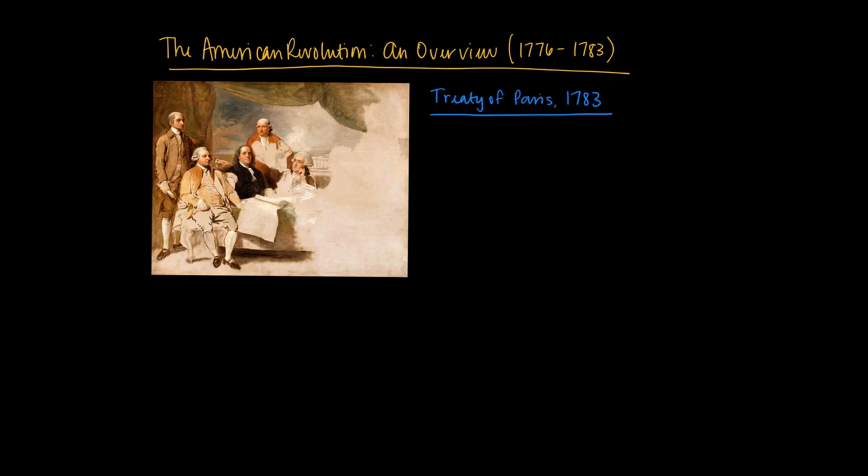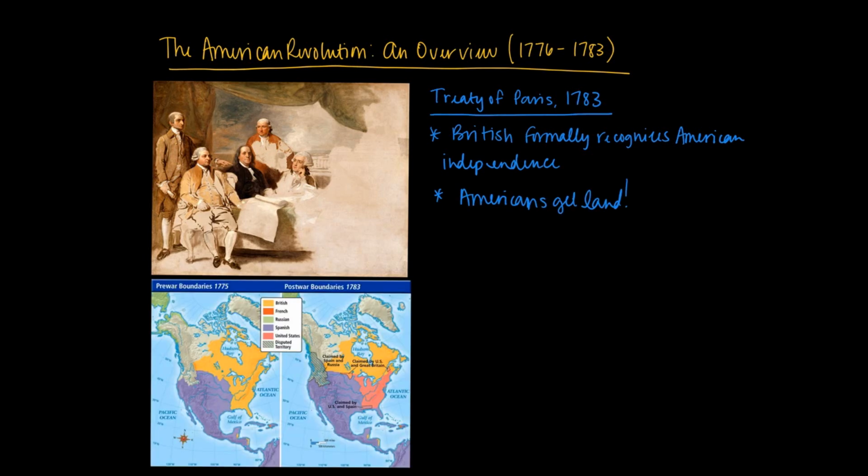There are a couple of components that you need to know about the Treaty of Paris. The first thing is that the Treaty of Paris officially ends the war, and Britain formally recognizes Americans as an independent nation. The Americans get quite a bit of land out of this war. They have a western boundary of the Mississippi River. They have a northern boundary of the Great Lakes, and then their southern boundary is Spanish Florida. So it's pretty big territory that they've gotten.